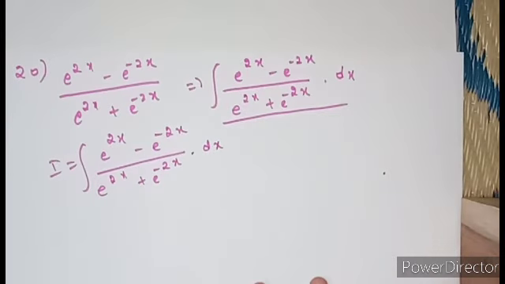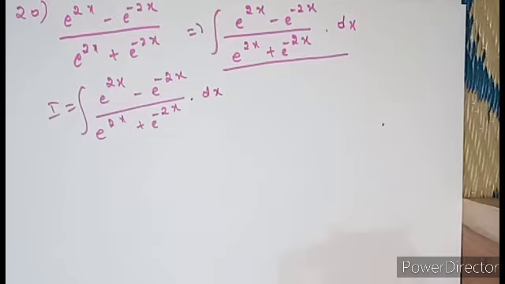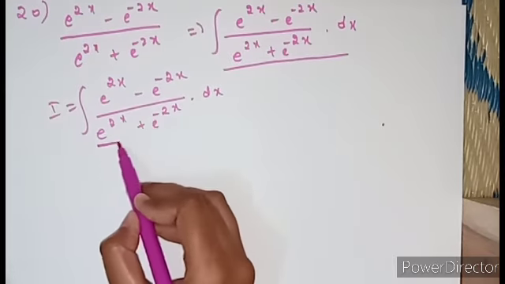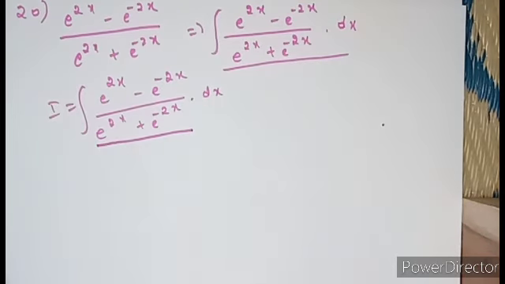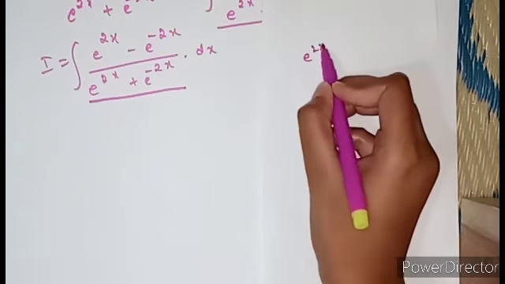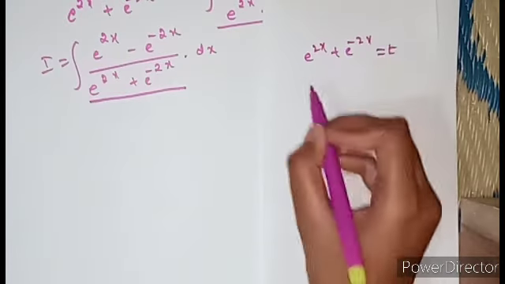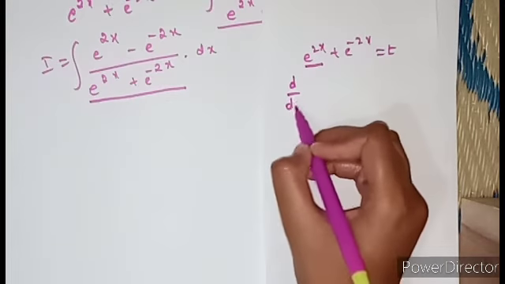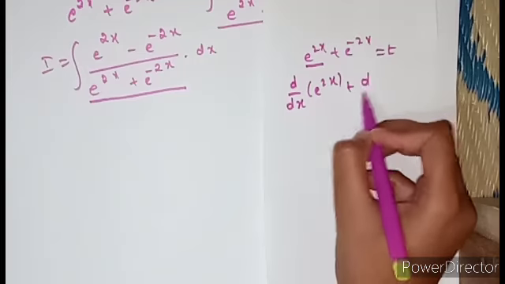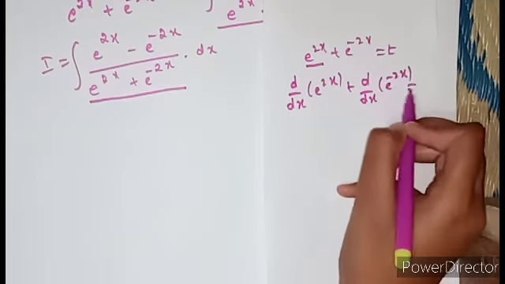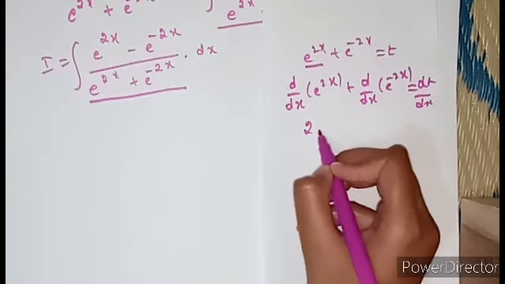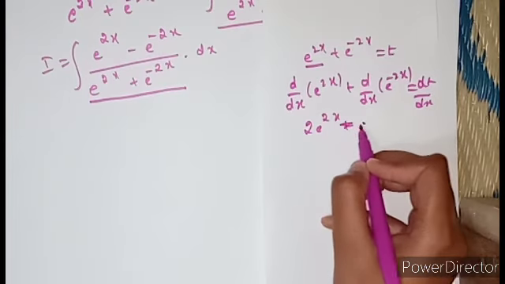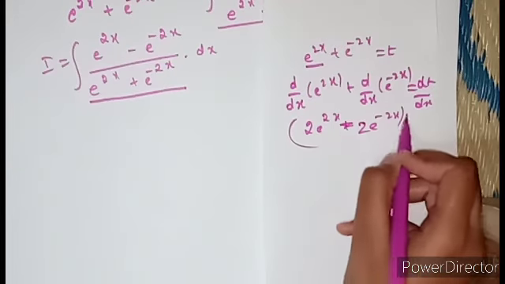Again we have to search for the function in such a way that by putting that function as t, we can solve the problem easily, right? Now if I take this function as t, e power 2x plus e power minus 2x equals t. Take the derivative, d by dx of e power 2x plus d by dx of e power minus 2x equals dt upon dx. Now solve this, you will get 2 e power 2x plus minus 2 e power minus 2x dx equals dt.